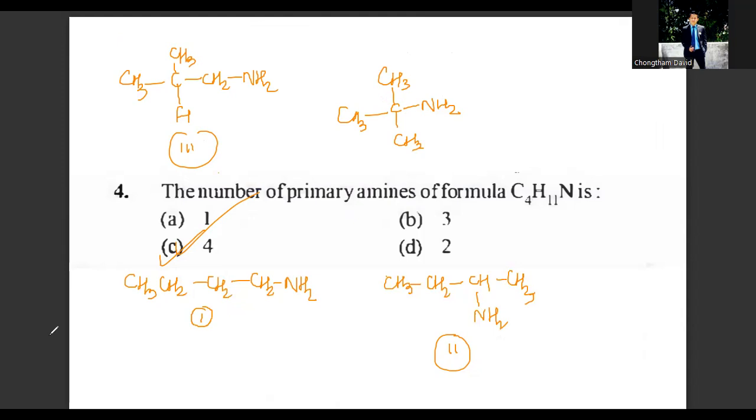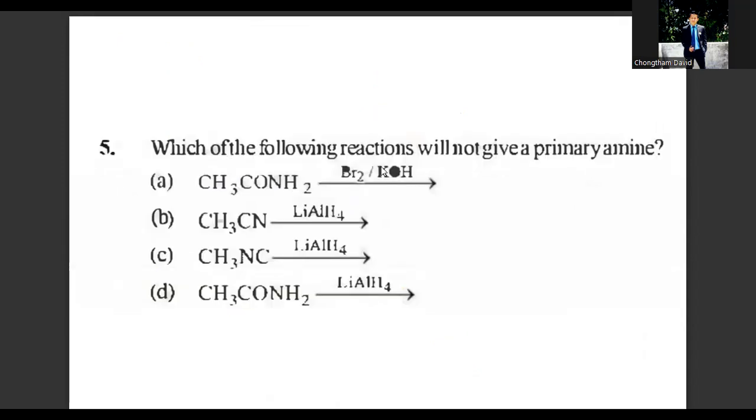Let us see question number 5. Which of the following reactions will not give a primary amine? Amide on bromination with alcoholic potassium hydroxide or reduction, cyanide and isocyanide. Okay. So to answer question number 5, you have to remember this methyl isocyanide on reduction with lithium aluminum hydride gives secondary amine. This will not give primary amine. So answer will be option number C. Others, they're all going to give primary amine.